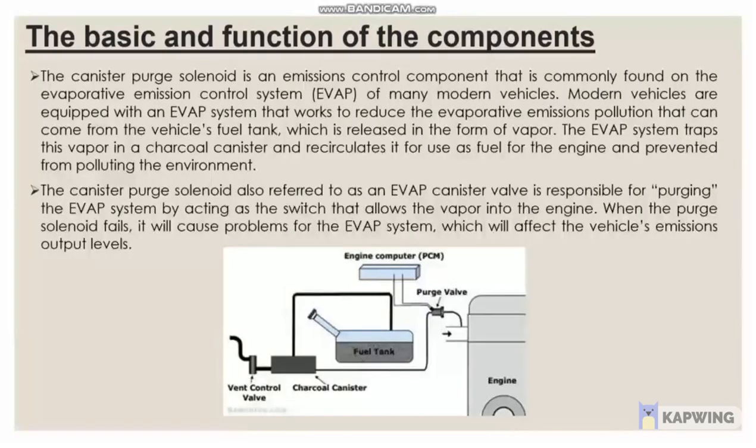Number 2 is the canister purge solenoid, also referred to as an EVAP canister valve, which is responsible for purging the EVAP system by acting as the switch that allows the vapor into the engine. When the purge solenoid fails, it will cause problems for the EVAP system, which will affect the vehicle emission output level. At the bottom, you can see the EVAP system.